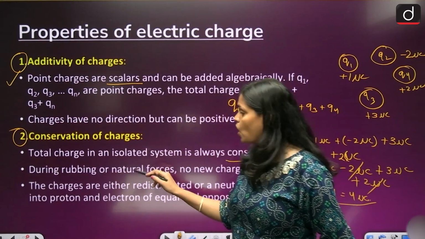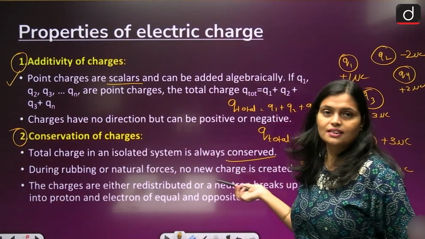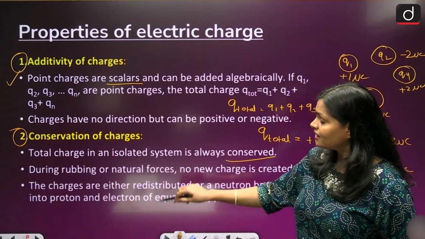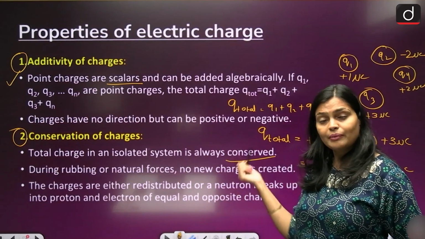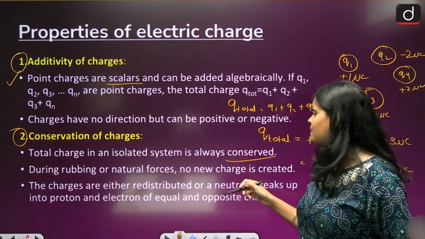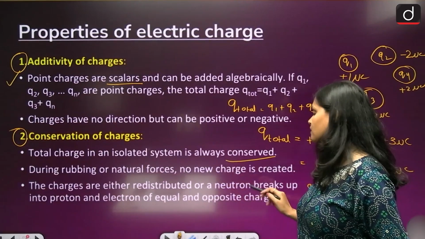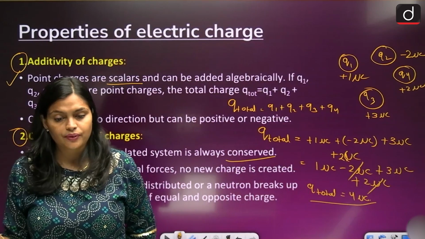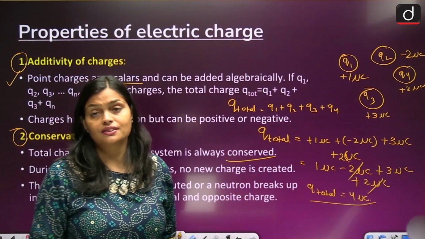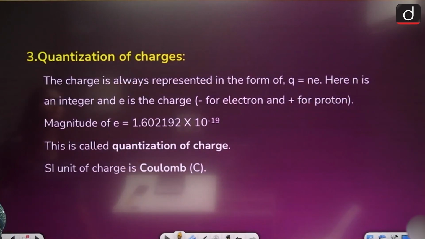During rubbing or natural forces, no new charge is created. Charges are either redistributed, meaning they just transfer, or a neutron breaks up into a proton and electron of equal and opposite charges. So simply they just transfer. Okay, this is what we call conservation, which is another property of your charges.